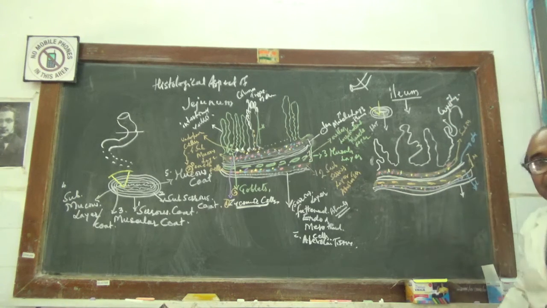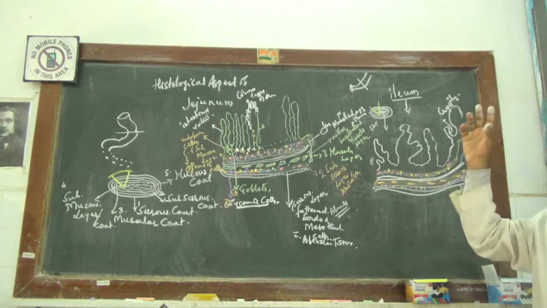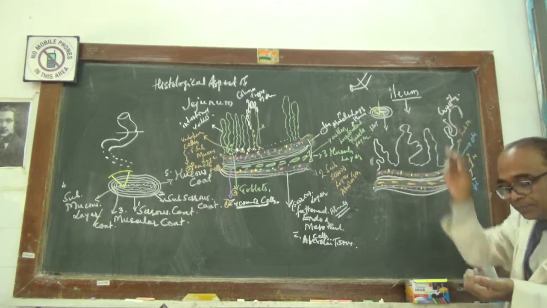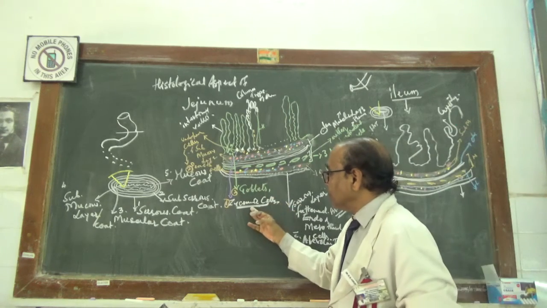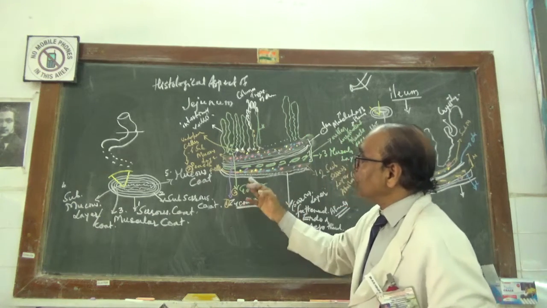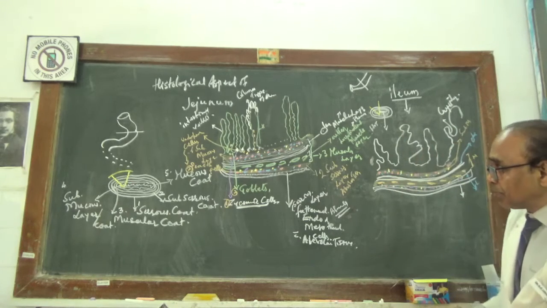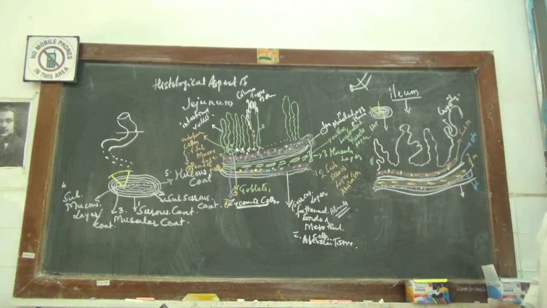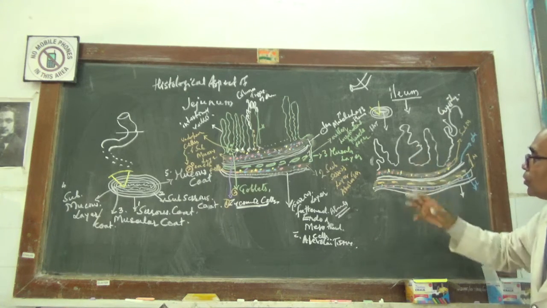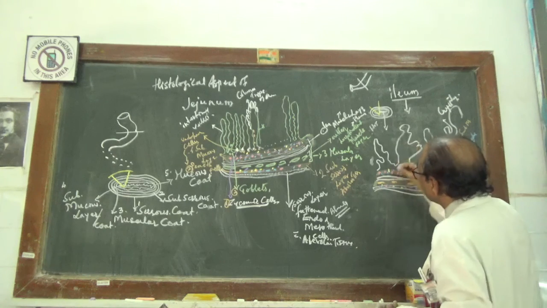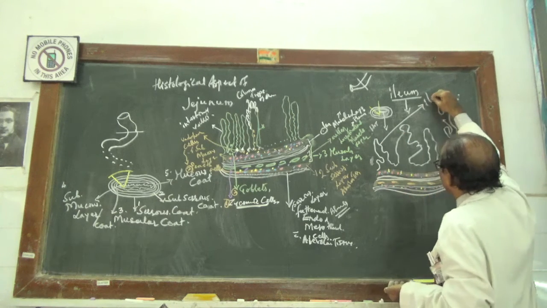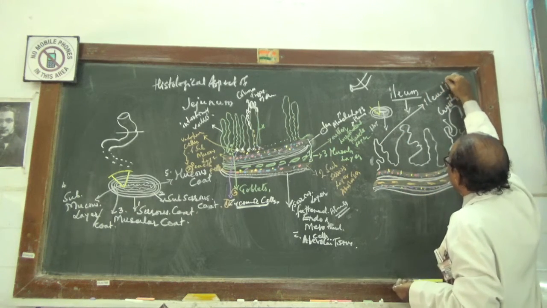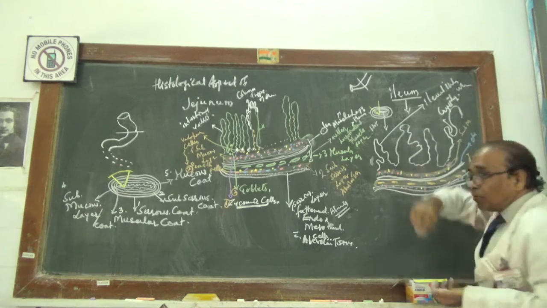Now what is the meaning of crypts? Crypts are the invaginations of the mucosal lining of the ileum. These are also lined by goblet cells, zymogenic cells, then Paneth type cells, and mucoid type cells which secrete mucus. So the same varieties are there. These are called the ileal intestinal villi or ileal villi.